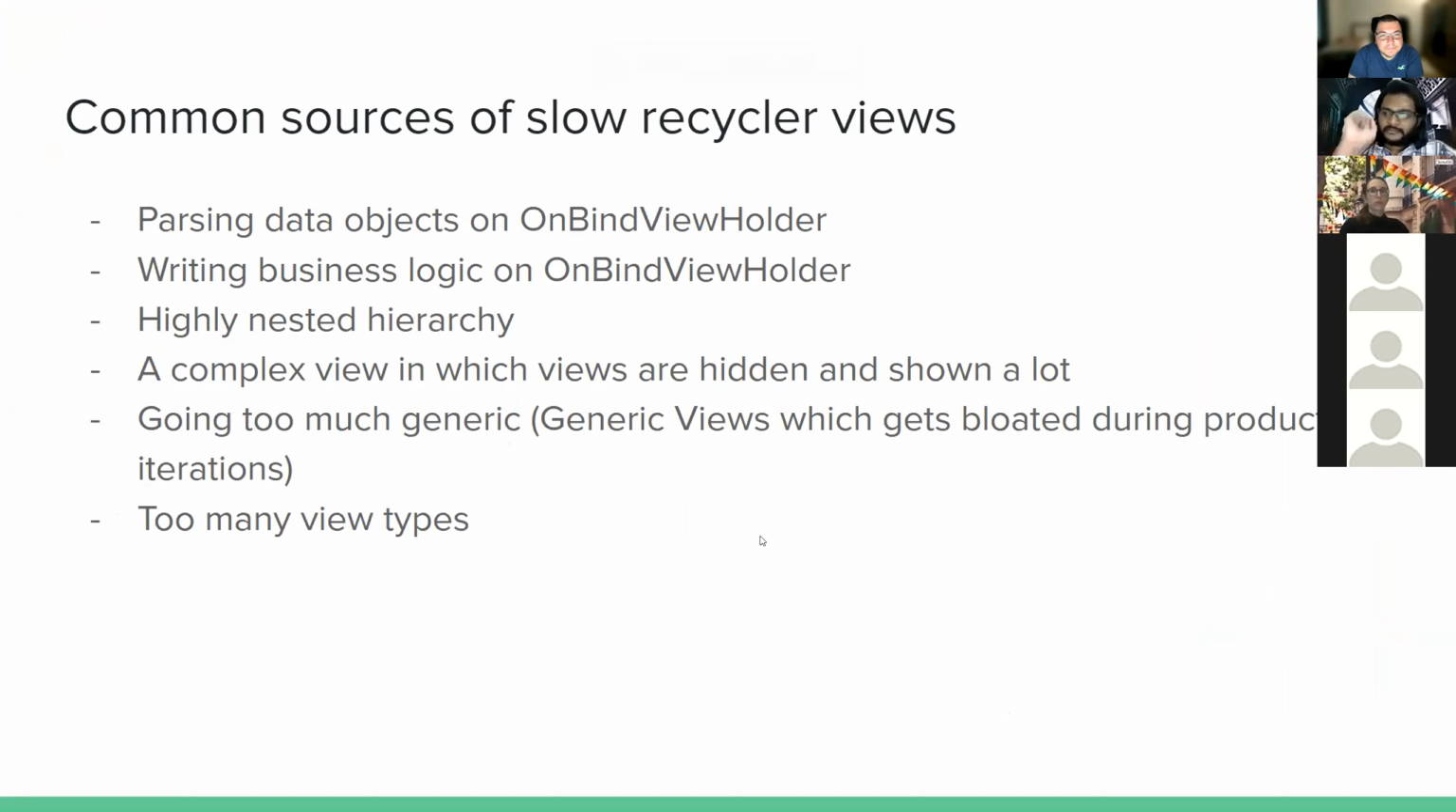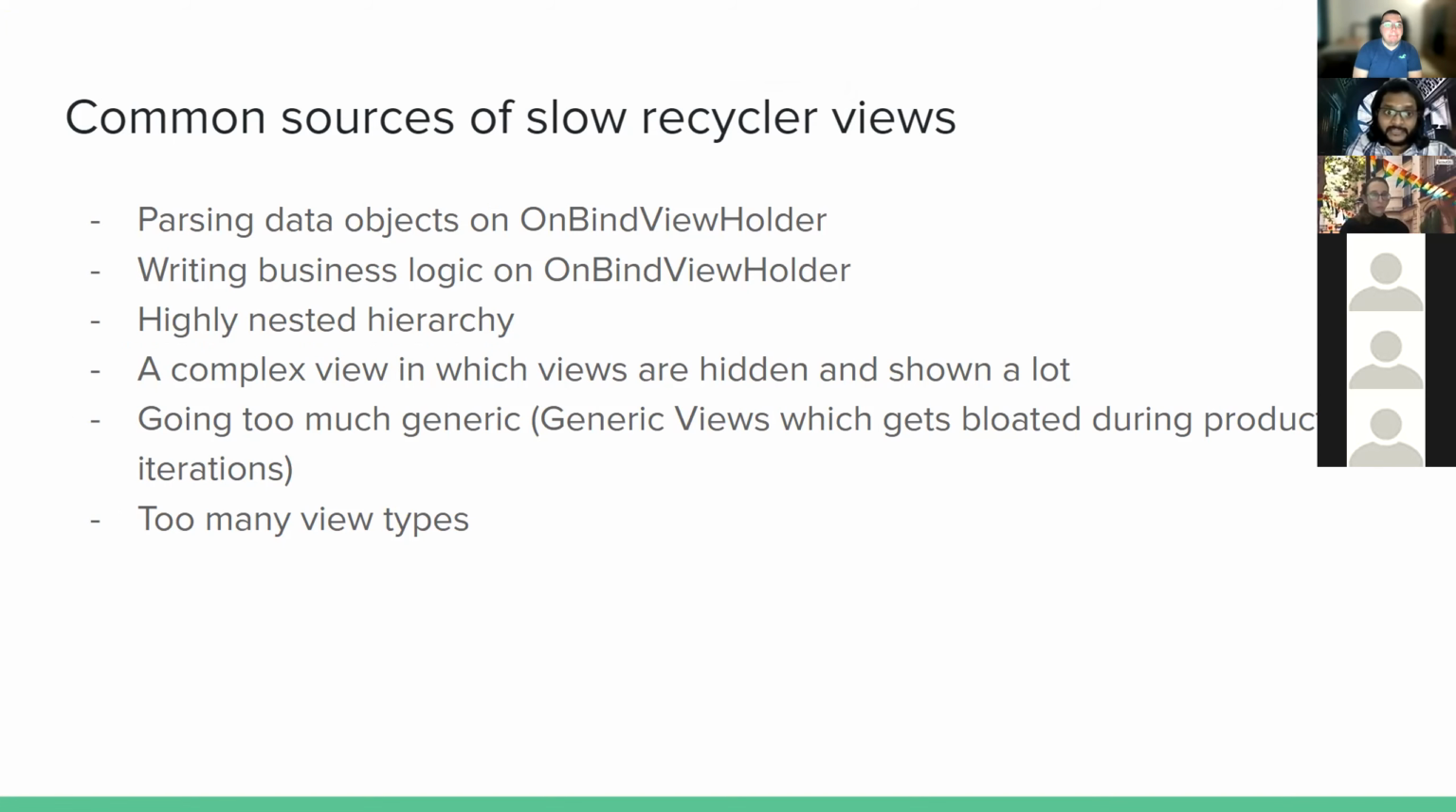Cool. So there are a few common sources of slow rendering times for recycler view, some of the most common things that I have faced in my career. So I think it'd be good to share them here: parsing data objects inside the on-bind view holder. If you ever see any if-else condition or a for loop inside the on-bind view holder, that's a red flag. So you may need to move it to a different thread before the data comes to the on-bind view holder.